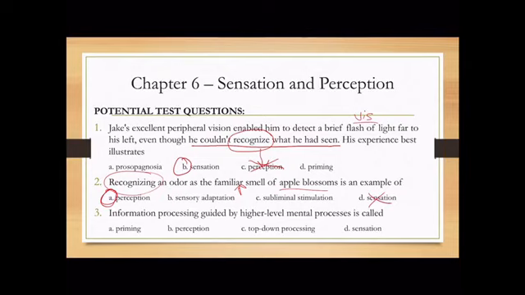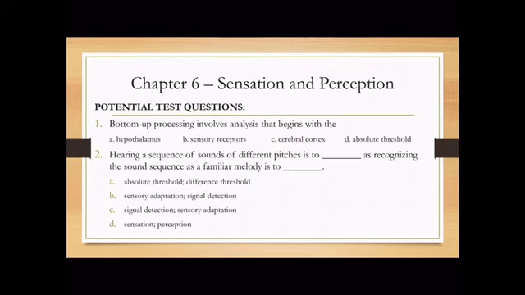Information processing guided by higher level mental processes is top-down processing. Bottom-up processing involves analysis that begins with the sensory receptors. We start out with our sensation and then we build up to our perception. Hearing a sequence of sounds of different pitches is to sensation, as, again, there's that word, recognizing the sound sequence as a familiar melody is to perception.